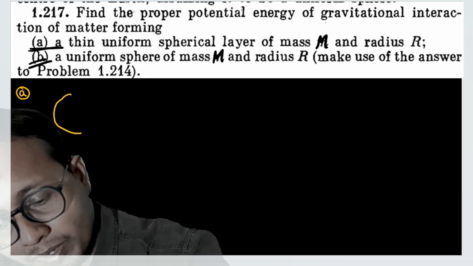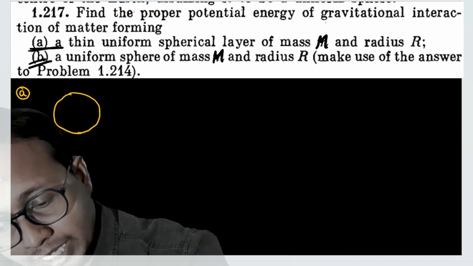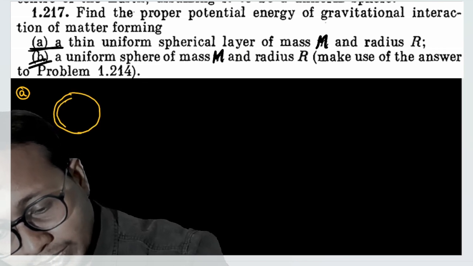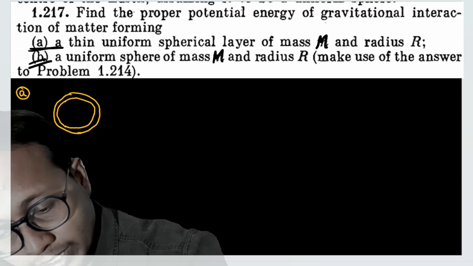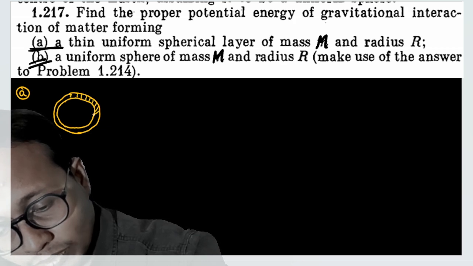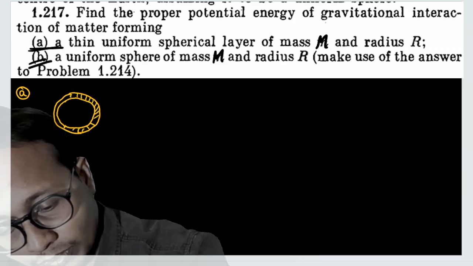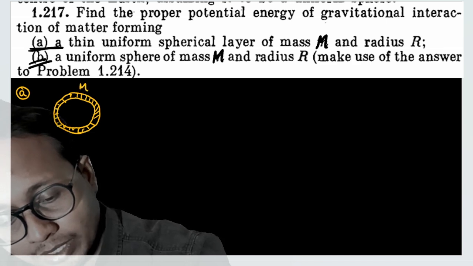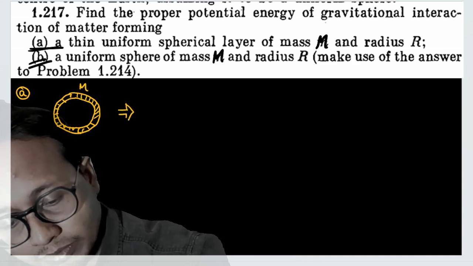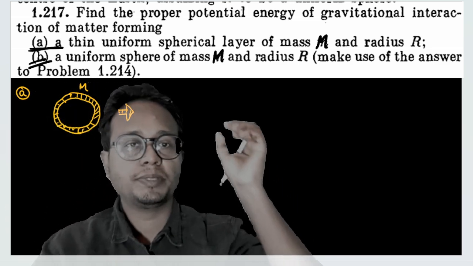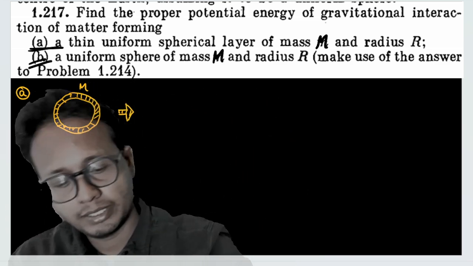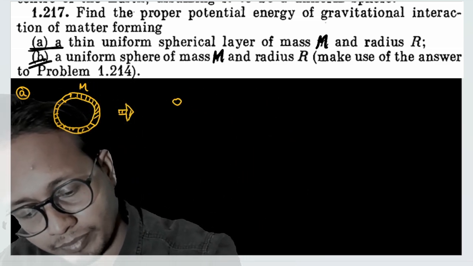Suppose I want to form a shell of mass M. Shell means all the mass is situated at the surface of the shell. There is nothing inside; inside the shell there is a hollow. All the mass is situated at the surface, and the mass of this shell is M. Now to find the potential of formation, what will I do? I'll first bring a mass M.